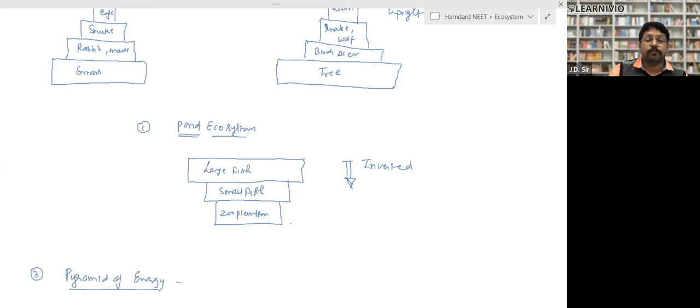So the pond ecosystem, which was upright in pyramid of number, becomes inverted here. Please note it down. So what is the best solution? This is also not a perfect system, because the pond ecosystem becomes inverted here, right? Please note it down.